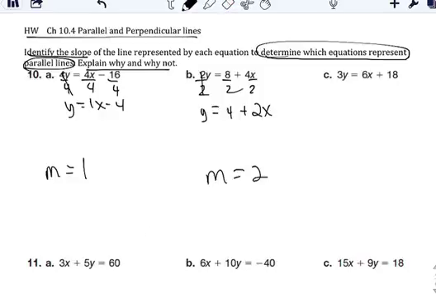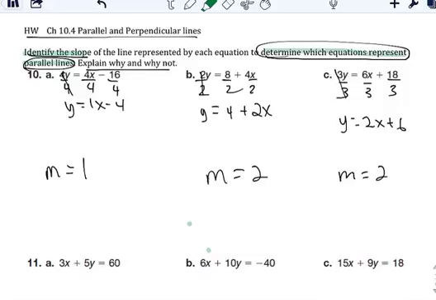Okay, and here you divide by 3 here. You got y equals 2x plus 6. So m here is 2. Now it's asking you after you only identified the slope. So the second thing is to determine which equation represents a parallel line. So which of these, A, B, or C, represents parallel lines?